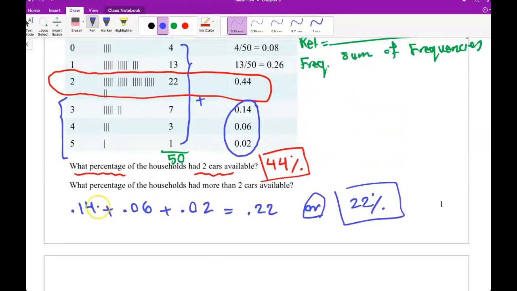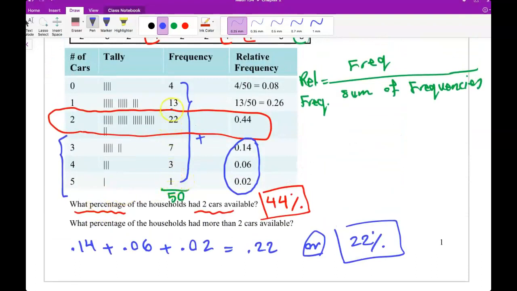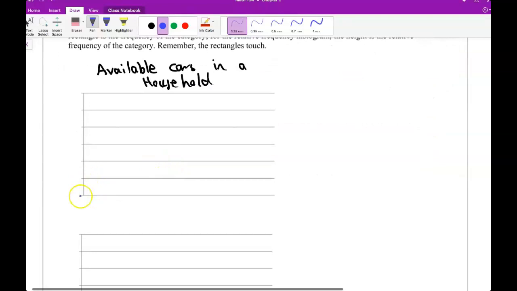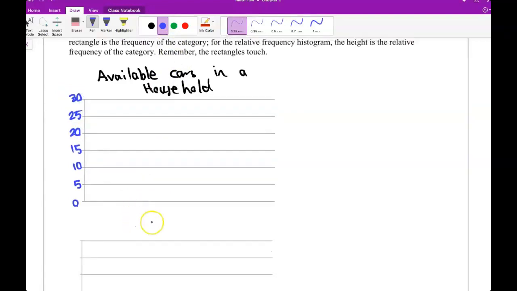The numbers that we had for frequency, here we had 1, and the largest one was 22. So let's start 0 up to 3. So here is 0, 5, and on this part we have number of cars. So x-axis is number of cars. And here is frequency.